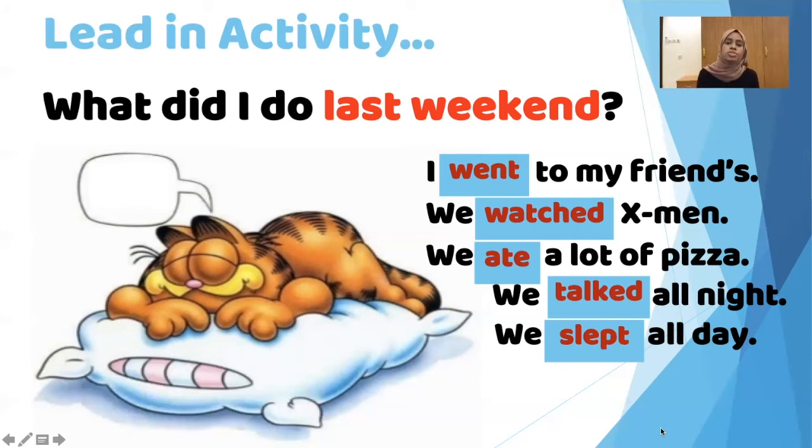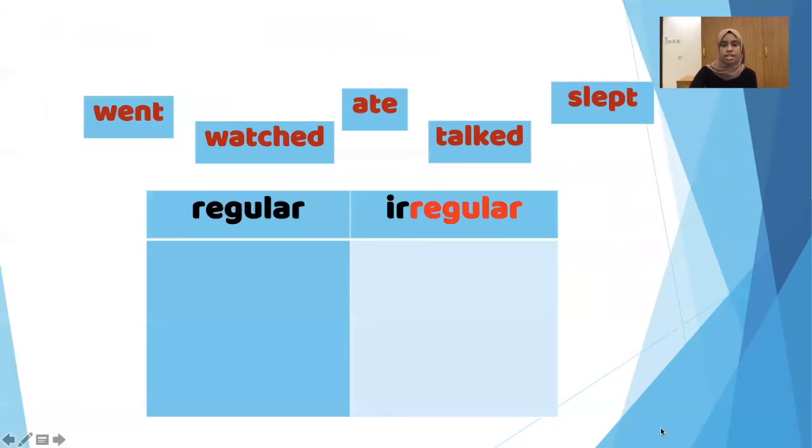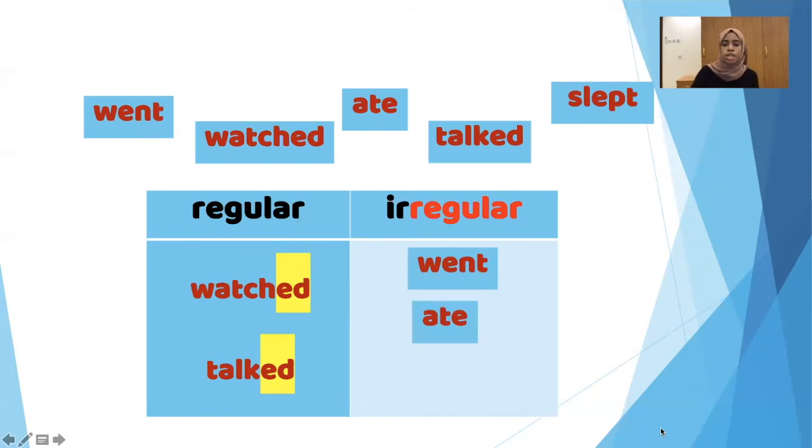So here they should be arriving at the conclusion that no, they're different. And they should notice that 2 of them have an ed at the end and the rest don't. Can I say, for example, I goed to my friend, put an ed? It doesn't work. I eated, no. So there are 2 different kinds of verbs in the simple past. We have regular and irregular. Regular ends with ed. So in this case, it would be watched and talked. Irregular would be went, ate, and slept.